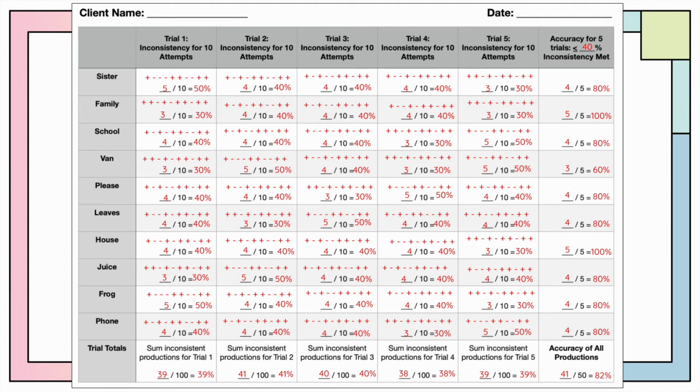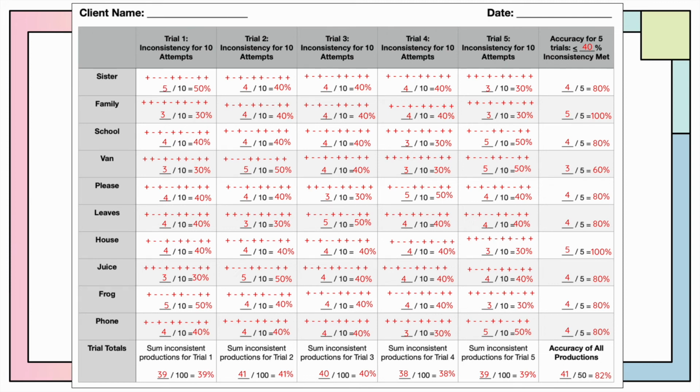So you can see in trial 1, they had 5 inconsistent attempts out of 10. That gave them an inconsistency score of 50%, which is not at our 40% or below goal of inconsistency. So they had 1 trial where they were not successful. Because the client's goal was to have 40% or less inconsistent productions, that means that trials 2 through 5 are considered successful because their inconsistency score was either 40% or less than that.